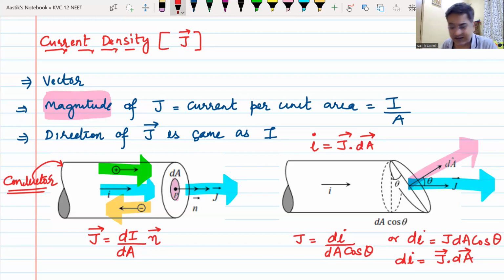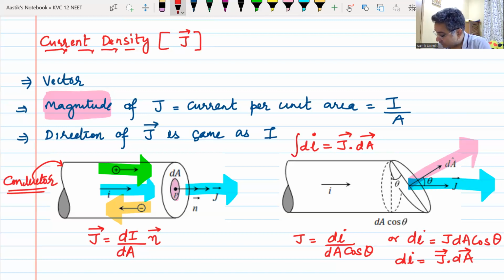It is something like electric flux. You can take J as your electric field. You dot electric field with area vector, you get electric flux. Similarly, here you take the dot product of current density with area and you get your current. Do we understand this? Everyone understand this? This is dI.